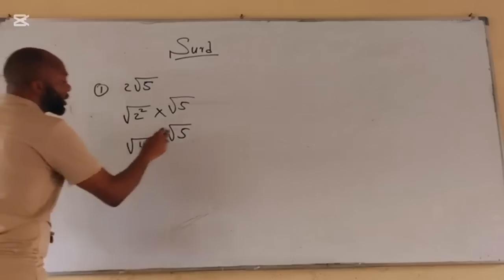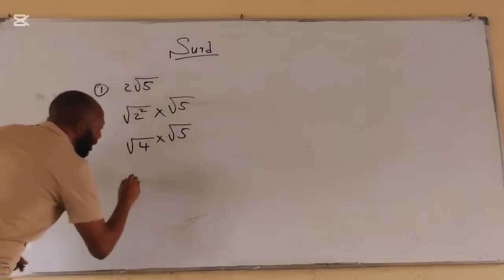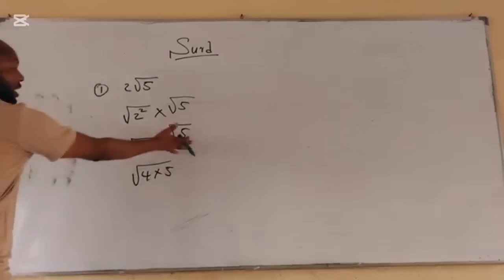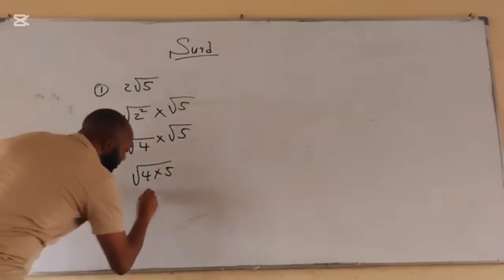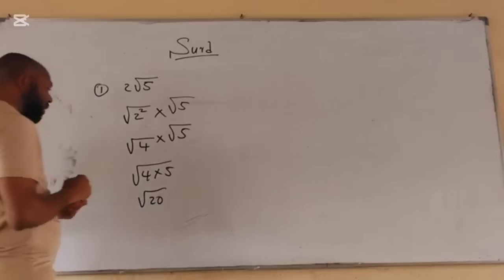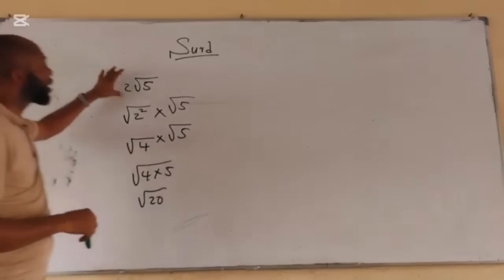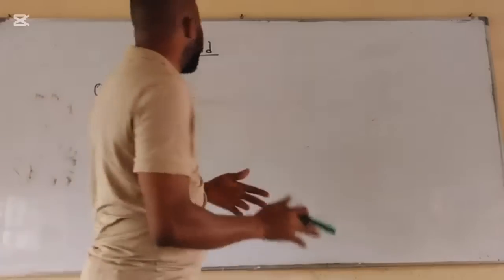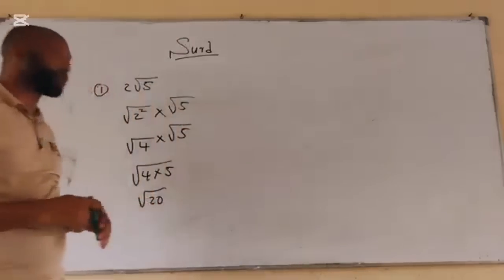And I know that the multiplication law says I can make it root of 4 times 5, the same thing as this. And this is the same thing as root 20. So by so doing, they said I should put it in surd form. I've been able to do that, and the answer is root 20.